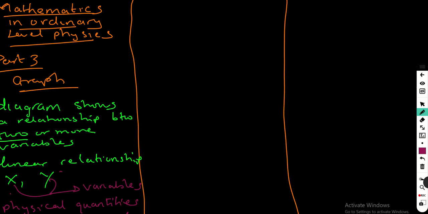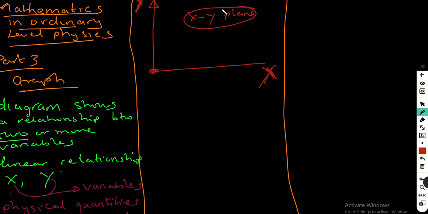Now these variables form the x and y axis. So these two variables form two planes. We have the vertical line, which is the y axis, and the horizontal line, which is the x axis. Both of them joining together at this point form the xy plane.